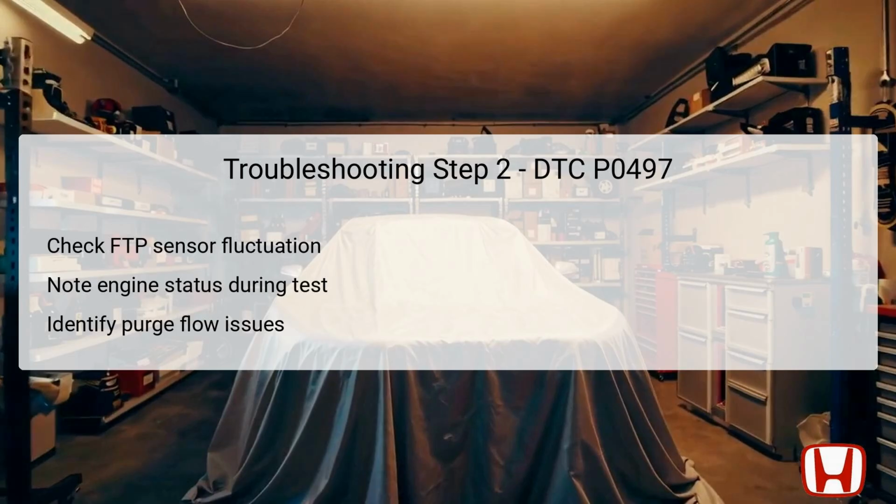P0497. However, if the FTP sensor does not show any fluctuations, it reinforces the diagnosis of low purge flow indicated by DTC P0497. Additionally, consider monitoring the engine status and ensuring that the tests are conducted when the engine is idle and stable. Properly interpreting these findings is crucial for isolating whether the root cause stems from the FTP sensor, the purge valve, or potential clogging issues within the EVAP lines.